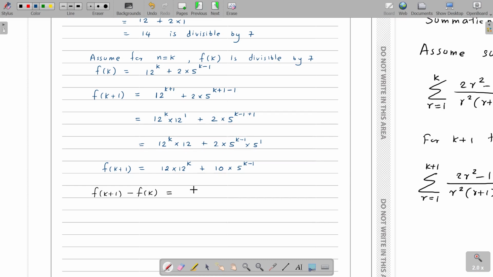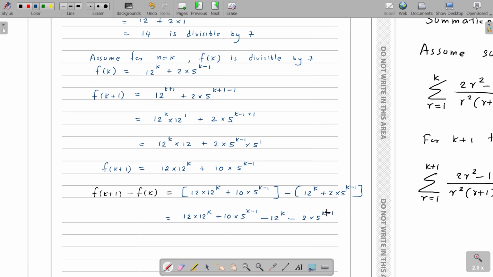So 12 into 12 to the power k plus 10 into 5 to the power k-1. So this subtract f(k) is 12 to the power k plus 2 into 5 to the power k-1. Are you with me? Simplify 12 times 12 to the power k plus 10 into 5 to the power k-1. This is minus 12 to the power k. This is, open the bracket with the negative, minus 2 into 5 to the power k-1. Are you with me? Can you all simplify the like terms?